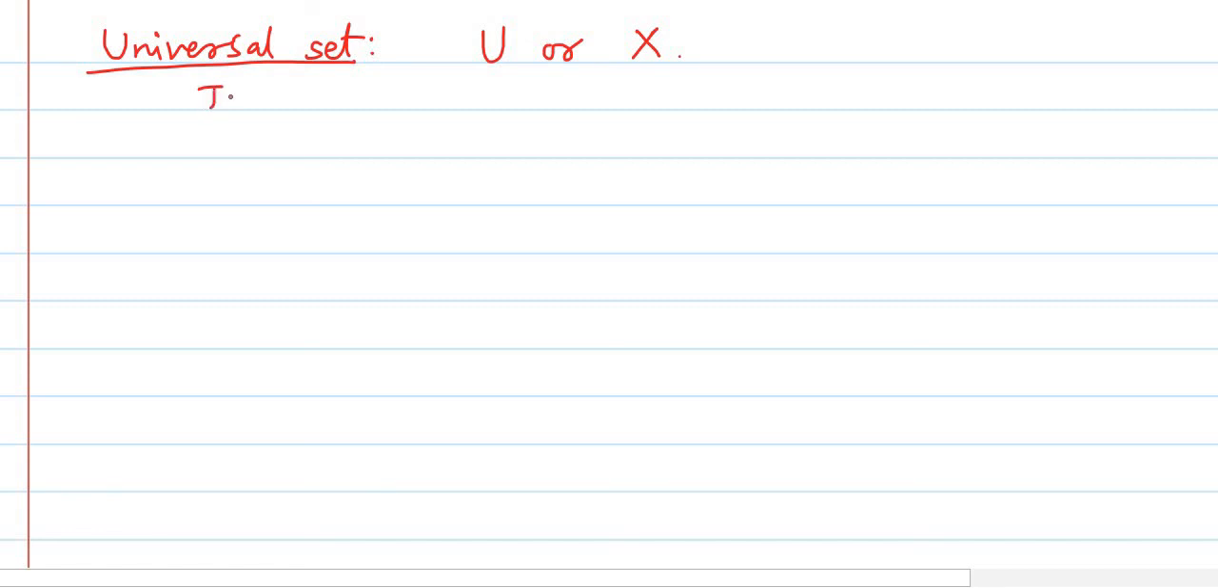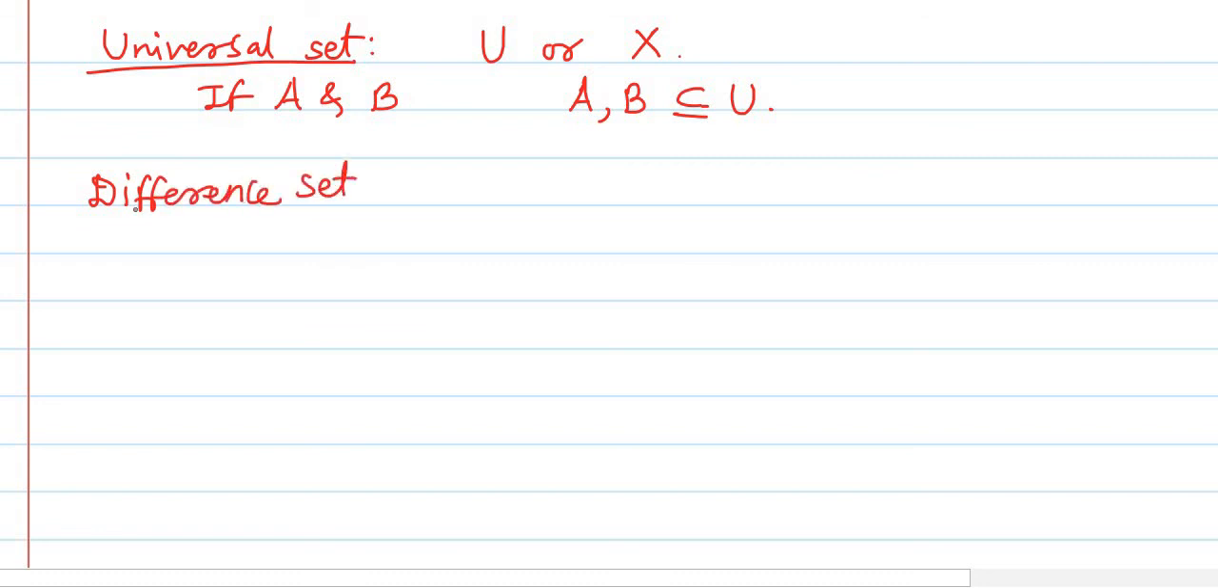If A and B are any sets, and if we are studying the operations on sets A and B, then it is assumed that A as well as B are both subsets of the universal set. Next one is the difference set.